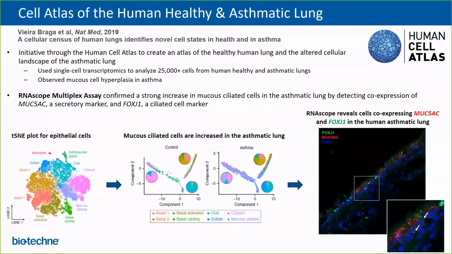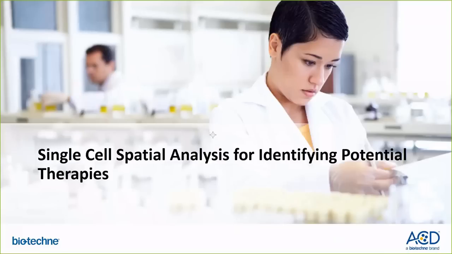in the asthmatic lung. The multiplexing capabilities of the RNAscope Fluorescent assay allowed for confirmation of a strong increase in mucus-ciliated cells in the asthmatic lung by detecting co-expression of MUC5AC, a secretory marker, and FOXJ1, a ciliated cell marker, in the same cells as indicated by the white arrows in the image on the bottom right. These cell atlas initiatives in the normal and disease states have now empowered researchers to combine single-cell analyses with spatial analyses to identify potential therapies for many diseases.